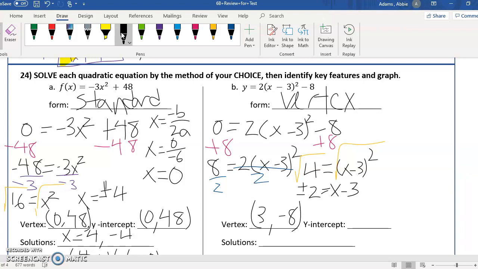So that means my solutions are going to be x minus 3 equals 2 and x minus 3 equals negative 2. And if I do the math there by adding 3 to both sides, 2 plus 3 gives me a solution of x equals 5. And then negative 2 plus 3 is going to give me that x equals 1.